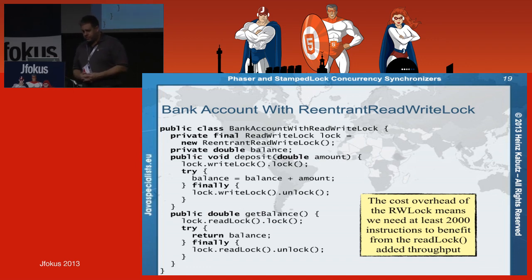Now, the problem with the read lock is that the cost overhead of acquiring read locks and managing read locks is so high that you need to do a lot of work for this to be worthwhile. And the guideline is you need about 2,000 code instructions to benefit from the read lock, from the throughput. And I'll show you some graphs later on that demonstrate very nicely this problem that we have with ReadWriteLock.